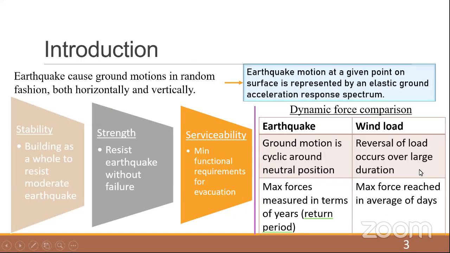Engineer Fundi, can you take the slide to the second slide? Yes, sure. Yeah, we are on slide number 3, Abdi.